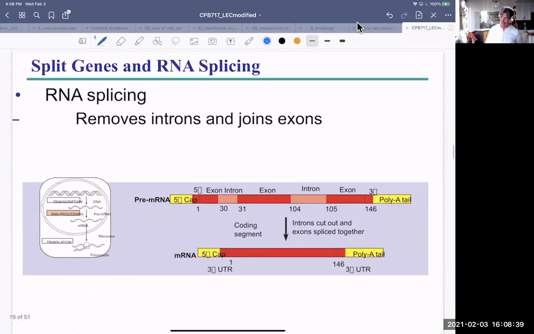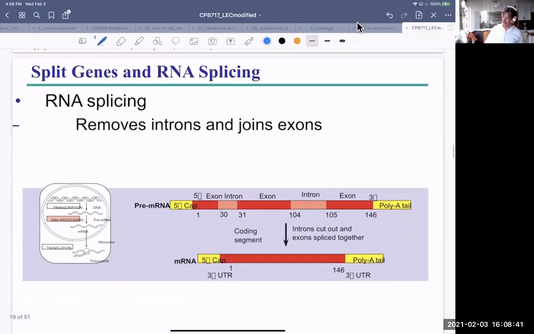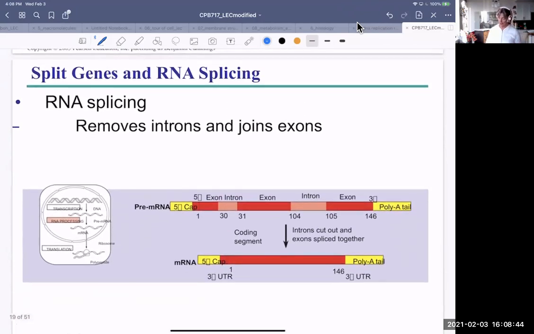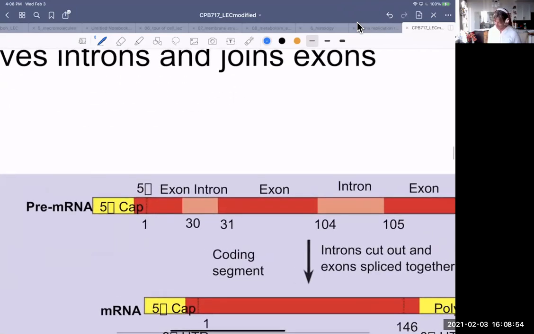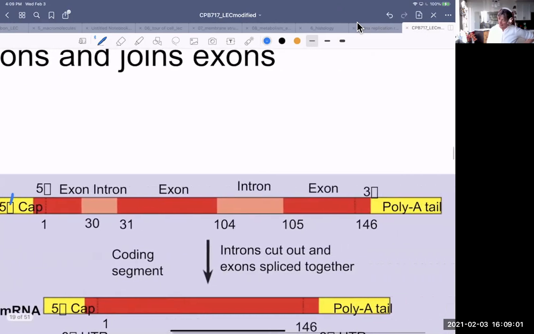So another interesting modification is that there's some splicing, RNA splicing. This is the messenger RNA here. The 5' end, the G cap there, the guanine cap. And you notice it says exons, introns, exons, introns.